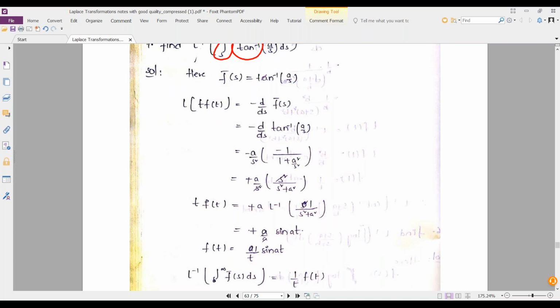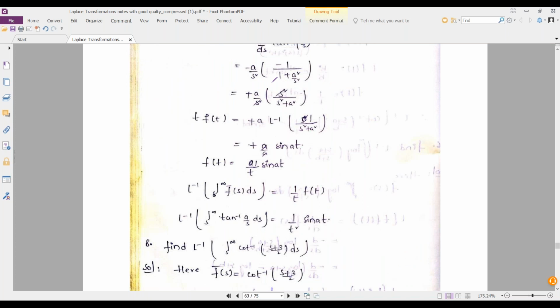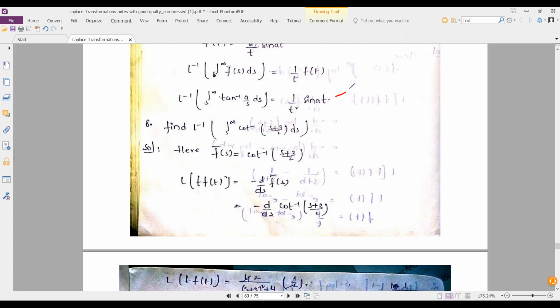Find L inverse of the integral from s to infinity of cot inverse((s plus 3)/2) ds.